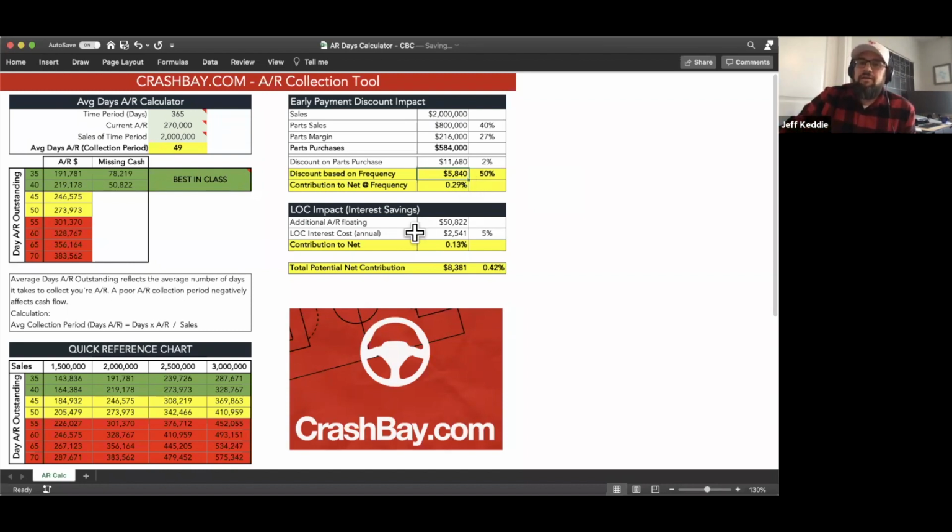Now we look at the impact of the line of credit. If I've got to float $50,000 extra on a line of credit, what does that mean to me? Well, if I've got a line of credit at a nice 5% interest rate, that's an extra $2,500 a year. That's another 0.13% of net. So when we're talking about the total contribution in this example, we're talking about almost 0.5% of net. So it's about finding the money with things that you already have.